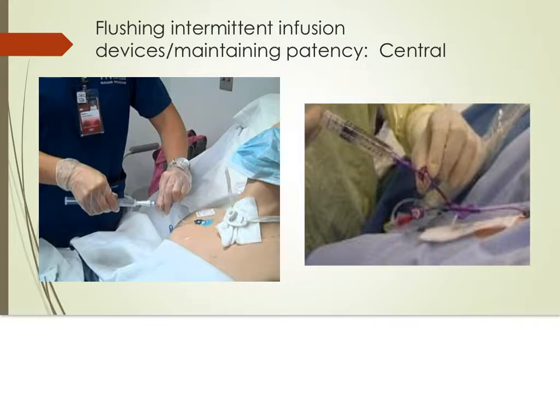Aspirate to confirm patency by pulling back slightly on the plunger until blood is seen entering the line. Do not allow blood to enter the intermittent infusion device, as this will contaminate the device and require it to be changed. Remember, it is not within your scope of practice to change intermittent infusion devices on a central line at this time. Next, slowly flush the required amount of solution.